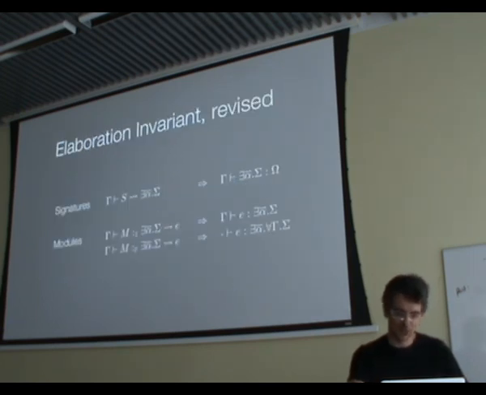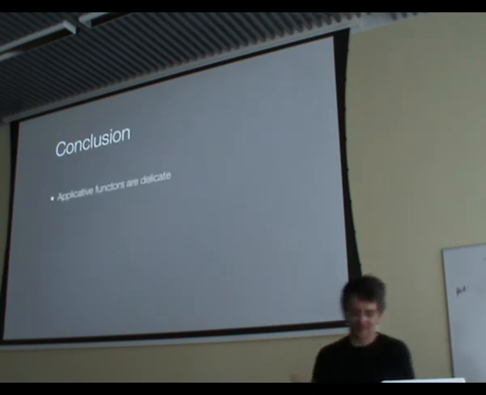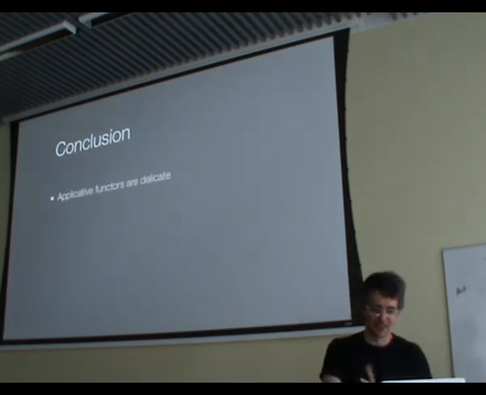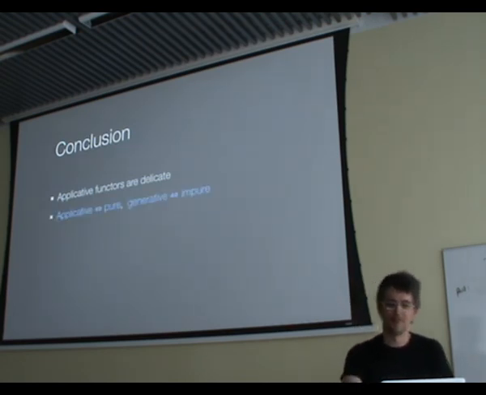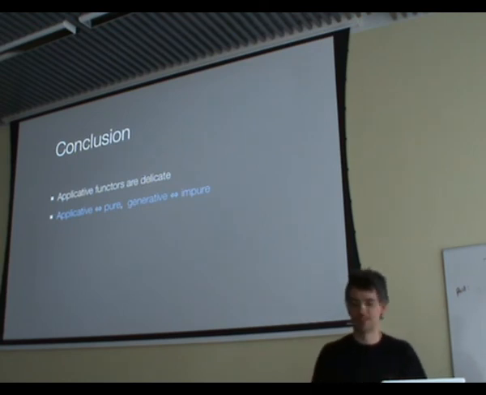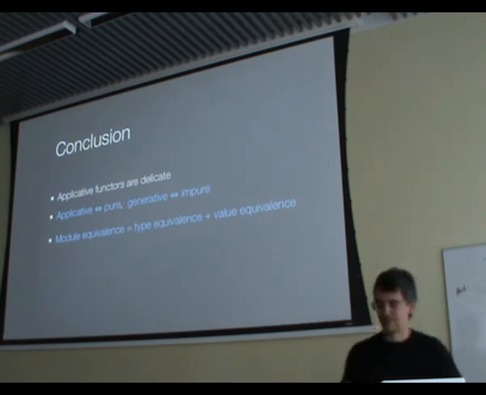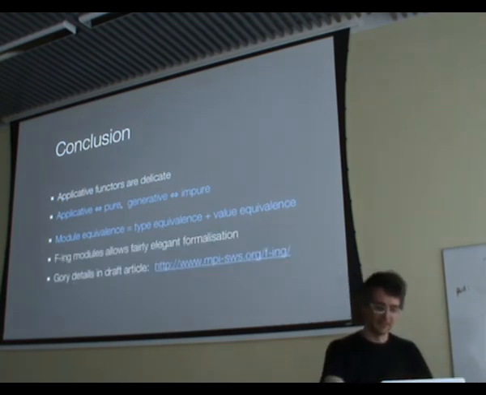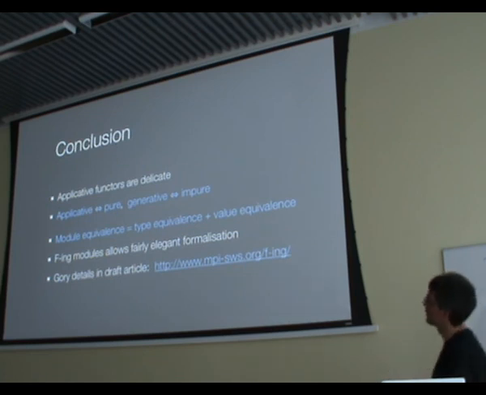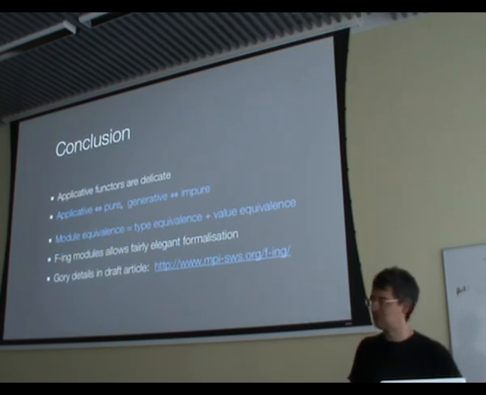Let me go to the conclusion. Applicative functors are really delicate, I hope I convinced you of that. The takeaway message from this talk should be that you should really think about applicative versus generative functors as pure versus impure. That's really the essence of it. And module equivalence should be type equivalence and value equivalence. And if you're interested in all the gory details, they're in the paper, which is not on my webpage yet, but should be very soon.